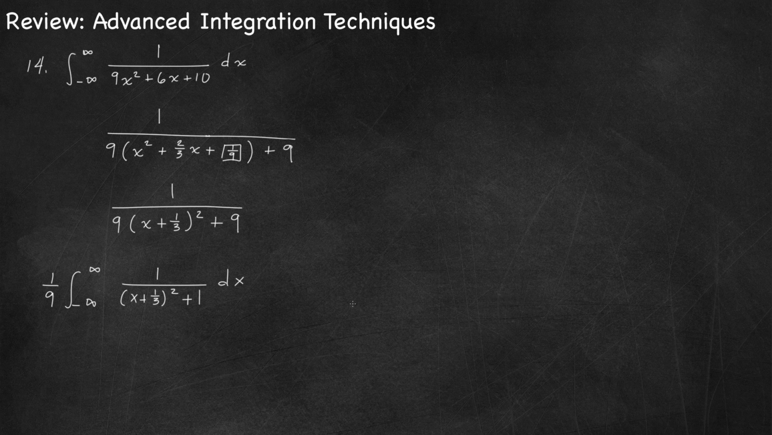Now this is looking like a trig sub. Actually, we don't need trig sub because we have a 1 on top and we've got a 1 down here. No other x's or anything. This is just an arctan. This is in the form of 1 over u squared plus 1. So that integrates to 1 over 1, arctan x plus 1/3 over 1. So I've got my 1/9 hanging out in front, and then our integral is going to be 1 arctan x plus 1/3.